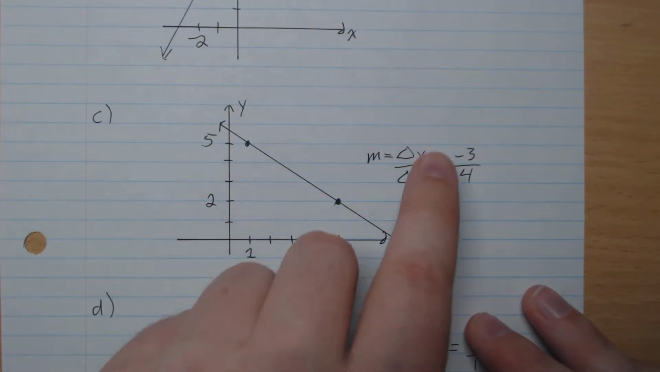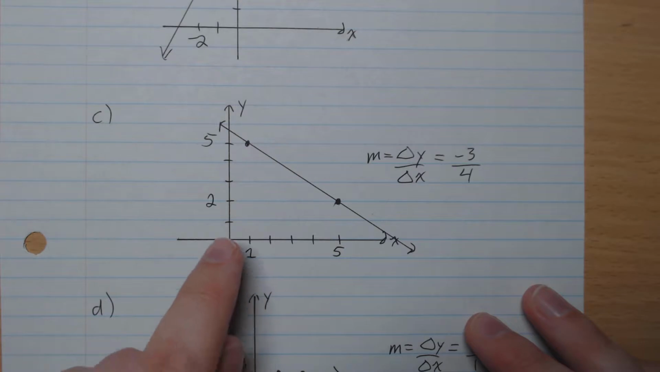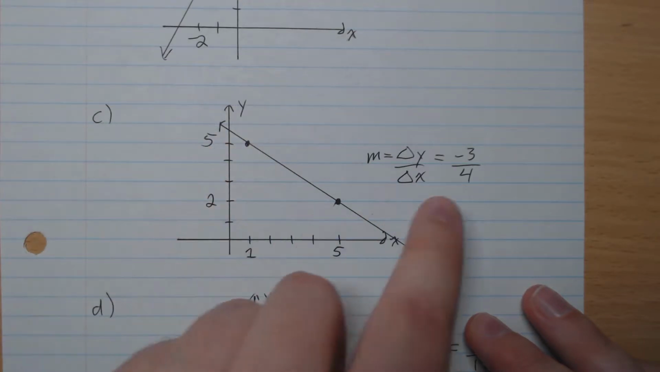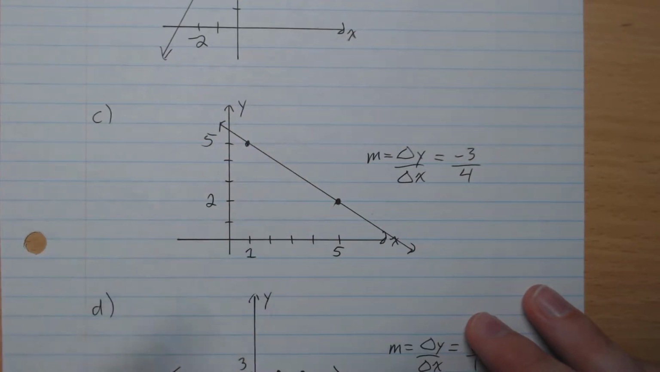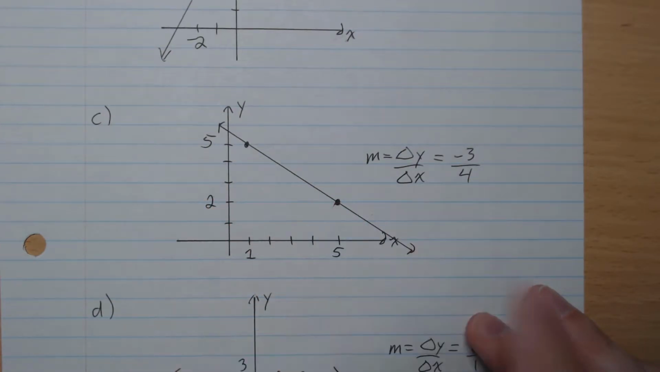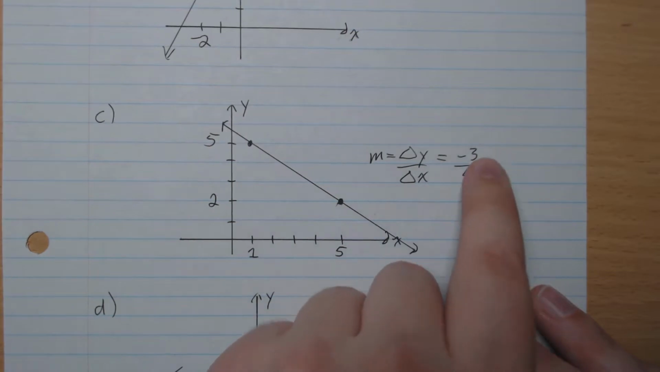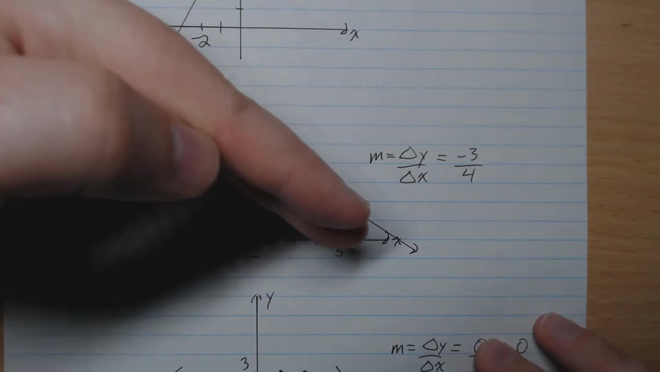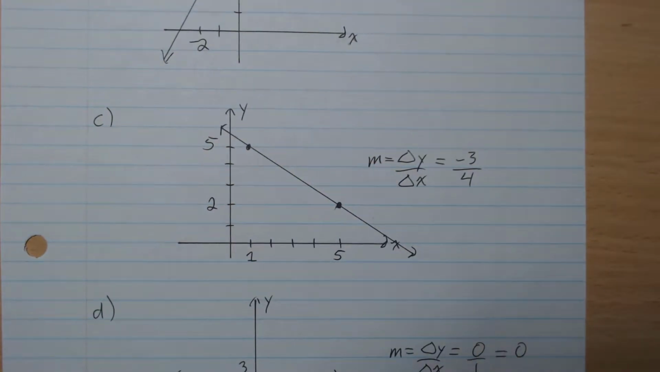C, change in y over change in x. We have a change in y of 1, 2, 3, so it's negative 3, it's going down. Then we're going to the right by 4, 1, 2, 3, 4. That's our change in x. So our slope here is negative 3 over 4. This is a negative slope going down.